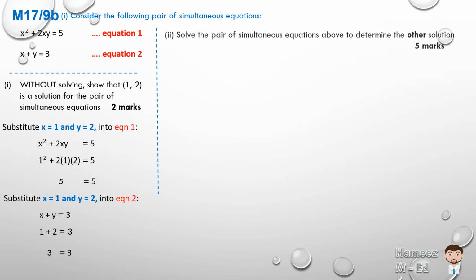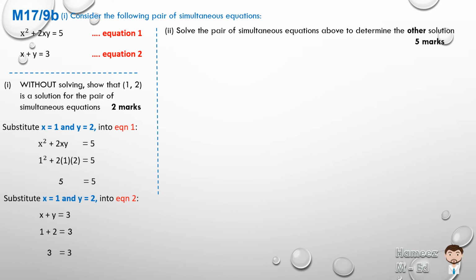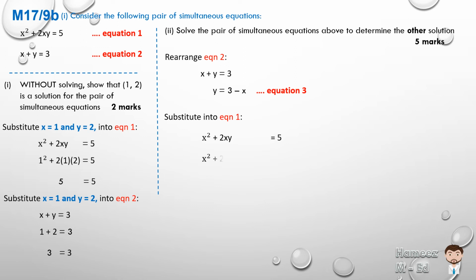Part 2. Solve the pair of simultaneous equations above to determine the other solution. So let's rearrange equation 2. x plus y is equal to 3. Let's make it y is equal to 3 minus x, so it looks like a normal straight line graph. And we'll call that equation 3. And let's substitute into the curve. So let's write the curve, equation 1. x squared plus 2xy is equal to 5. And we can substitute for y from equation 3. So that'll be x squared plus 2x times (3 minus x) is equal to 5.